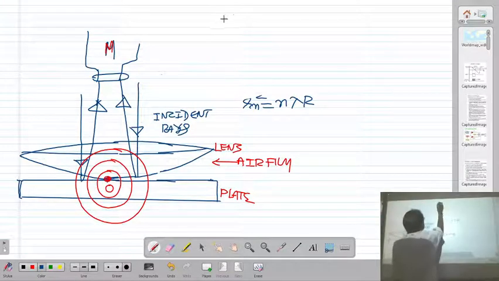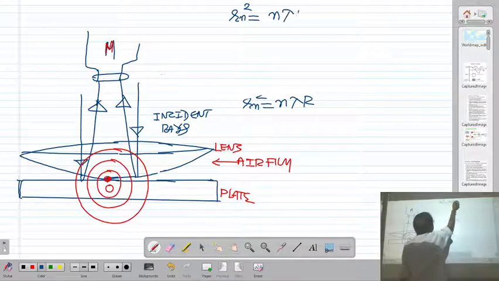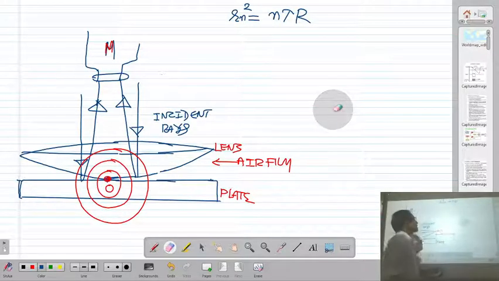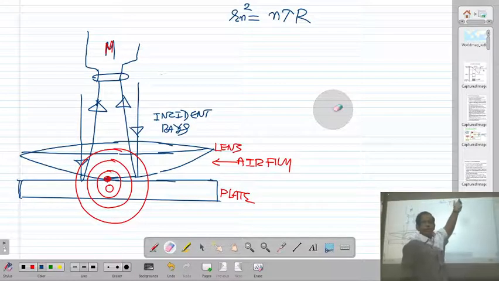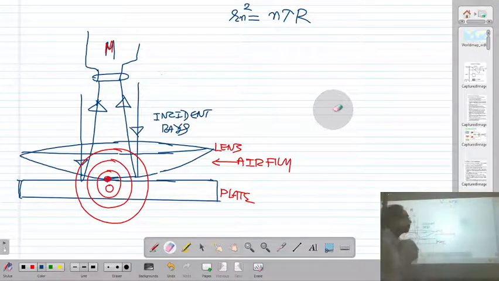Rn square is equal to n lambda r. Here n is the number of the ring, the order of the ring, lambda is the wavelength of light, r is the radius of curvature of the lens, and Rn is the radius of the nth order dark ring.